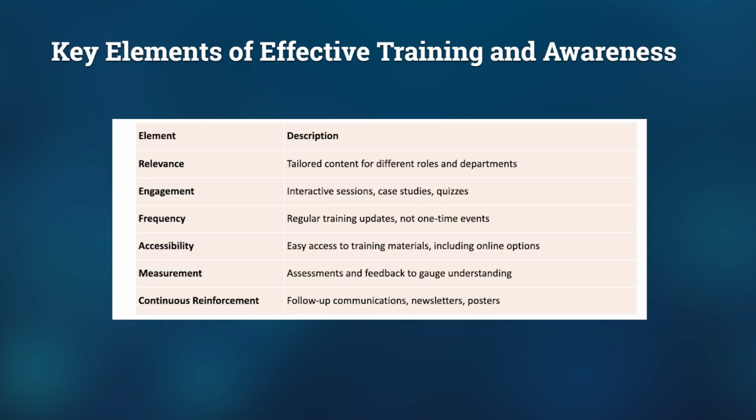Key elements of effective training and awareness are relevance, engagement, frequency, regular training updates, not a one-time event, accessibility, easy access to training materials, measurement, assessment and feedback, and continuous reinforcement, follow-up communication, newsletters, posters, etc.